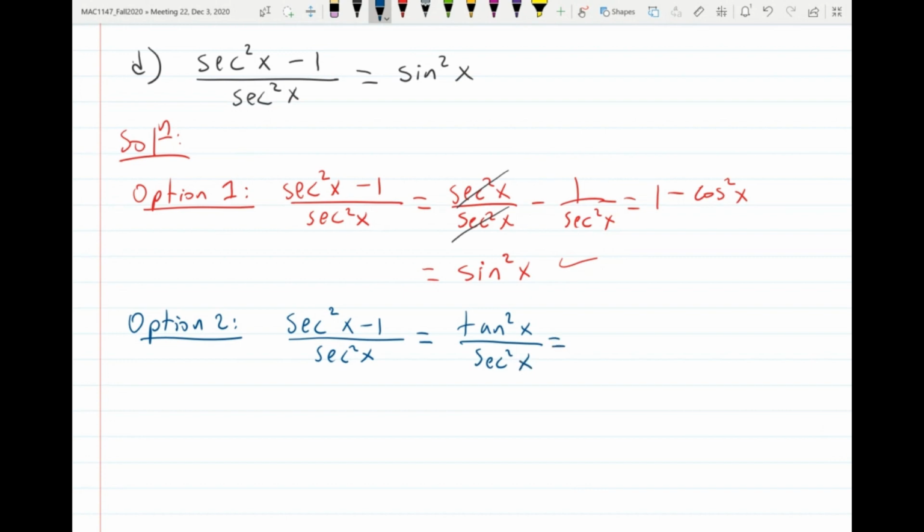So now what's tangent? Tangent is sine over cosine. So this would be sine squared over cosine squared. And then secant is 1 over cosine. So this would be 1 over cosine squared. And remember, when you divide fractions, you multiply and you have to flip the second fraction. So really what's going to happen is that the cosine squared here will cancel with this cosine squared. So this is going to leave you with sine squared, which again, you okay with this?